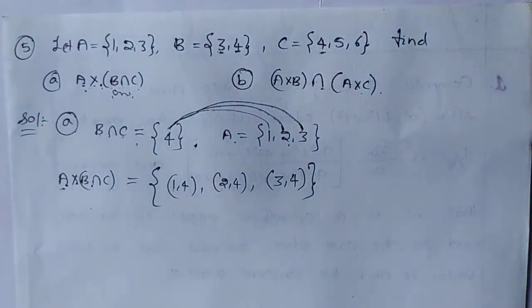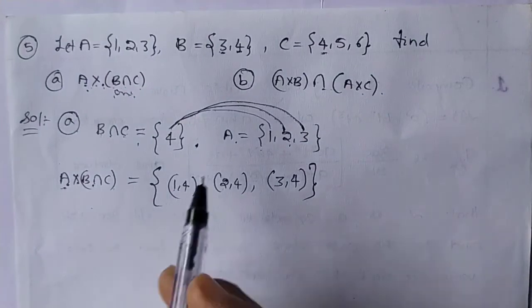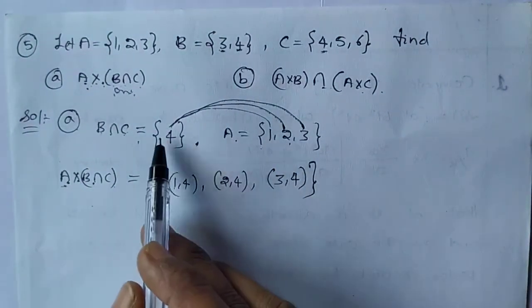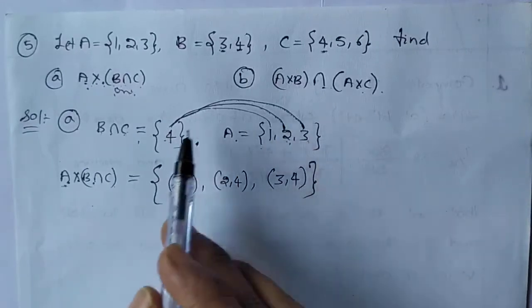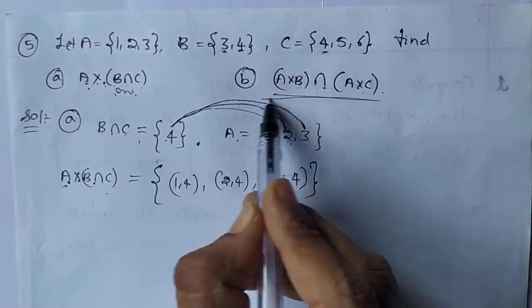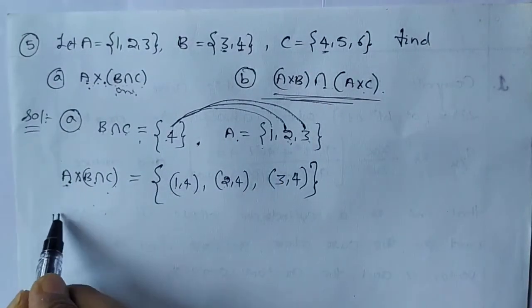Do you understand? Once again, we are finding A cross B intersection C: (1,4), (2,4), (3,4). It is A cross B intersection C. Next, let us find out the second question, B.